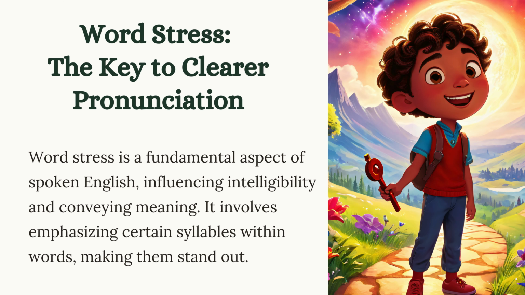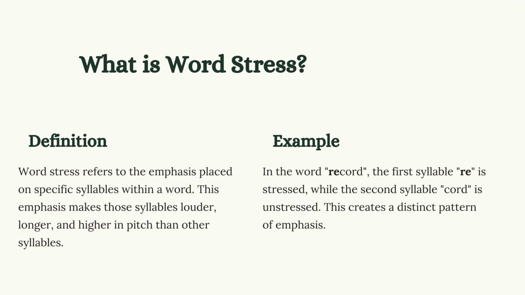Word stress is the key to clearer pronunciation. Word stress is a fundamental aspect of spoken English, influencing intelligibility and conveying meaning. It involves emphasizing certain syllables within words, making them stand out. Now, what do we mean by word stress? As a definition, word stress refers to the emphasis placed on specific syllables within a word. This emphasis makes those syllables louder, longer, and higher in pitch than other syllables.